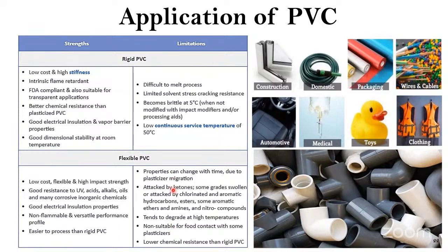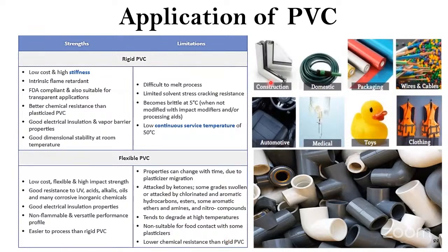Next is that it is not suitable for food contact. This flexible PVC is not allowed in the food industry, because we are adding the plasticizer. So when the plasticizer comes to the surface of PVC, it might come into contact with the food, or it can contaminate the food. That is the reason flexible PVC is avoided in the food industry. And as compared to rigid PVC, this flexible PVC has lower chemical resistance.